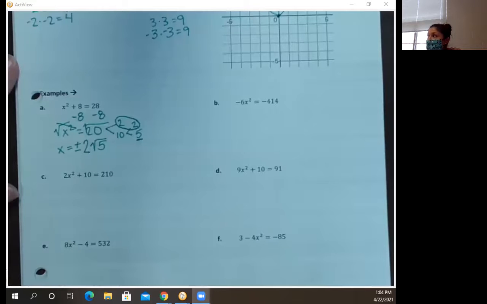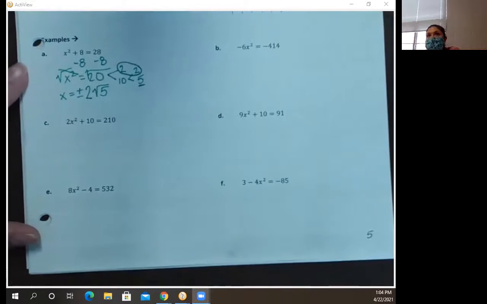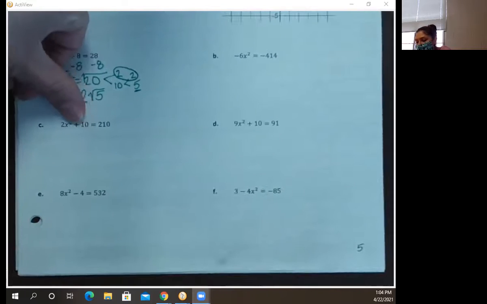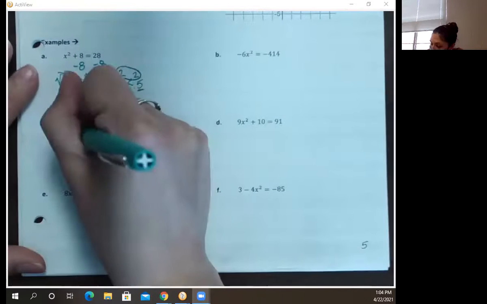Questions for me on A? Okay, let's keep going. Let's take a look at C. Remember, I want to get the squared thing by itself. I, again, basically could treat this just like that square's not there. If that square wasn't there, what would you tell me to do as my first step? So that's what I'm going to do. Subtract 10.